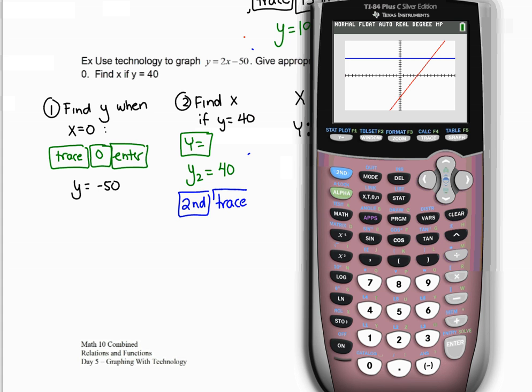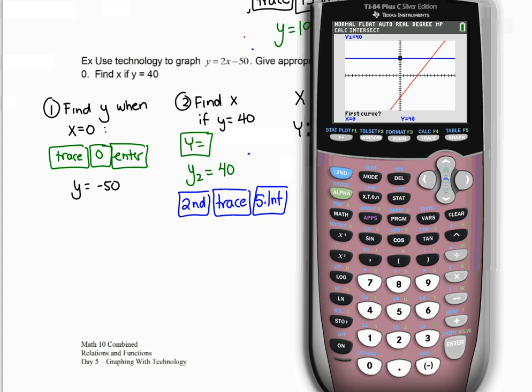trace 5 for intersection. Now, how many intersections are there? 1. So do you actually even have to scroll over to it? No, you just push enter 3 times. Your calculator's not going to be confused. There's only 1 to find.